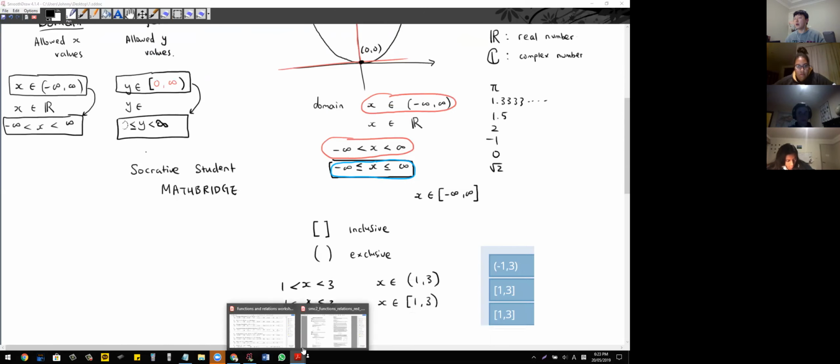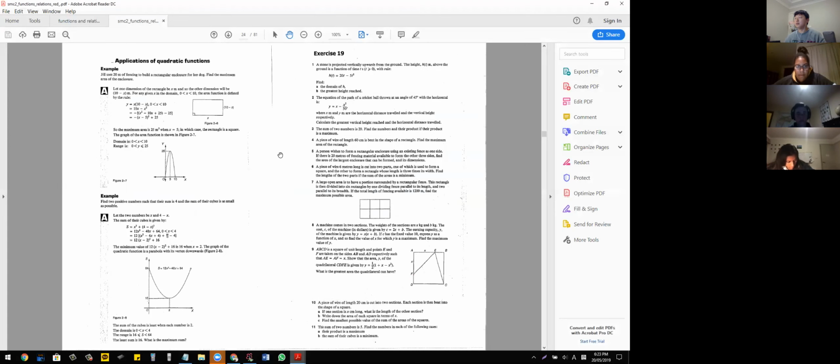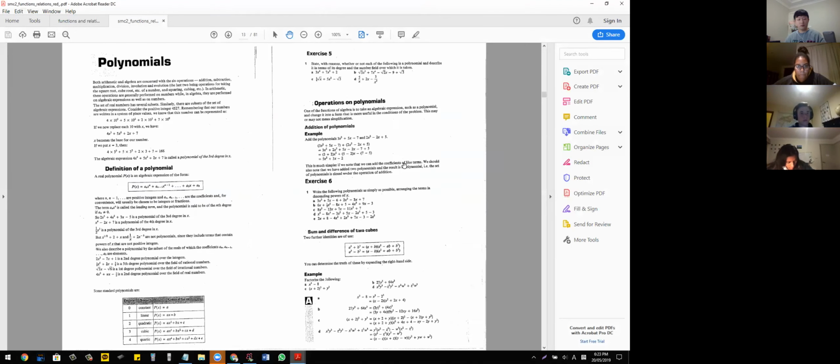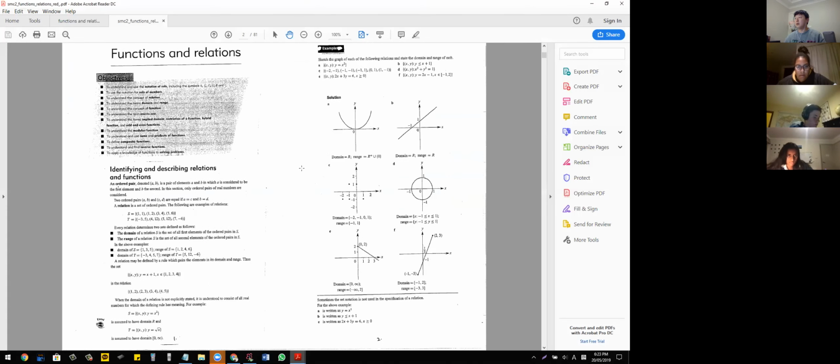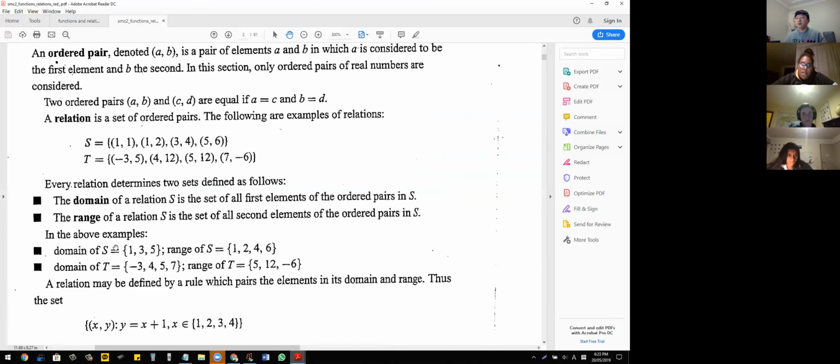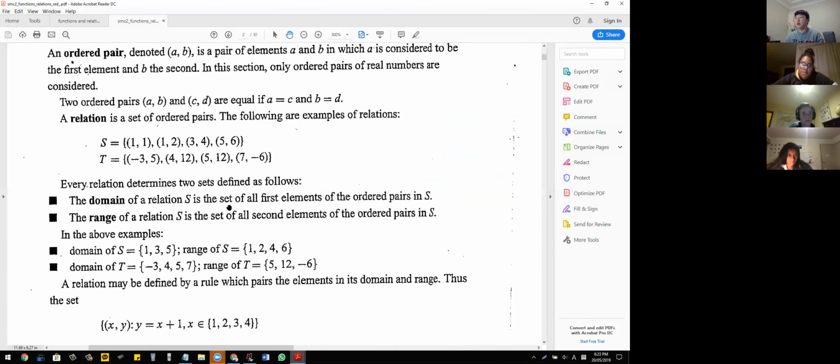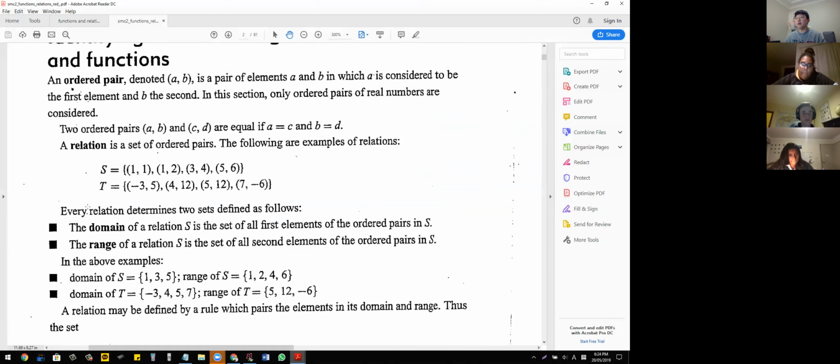So we're going to try some questions here. Okay, so this is a booklet from Narrabundah College. So there's domain. So domain is allowed X values. So don't worry about what's in there. It's a little bit more advanced than what we're doing now.